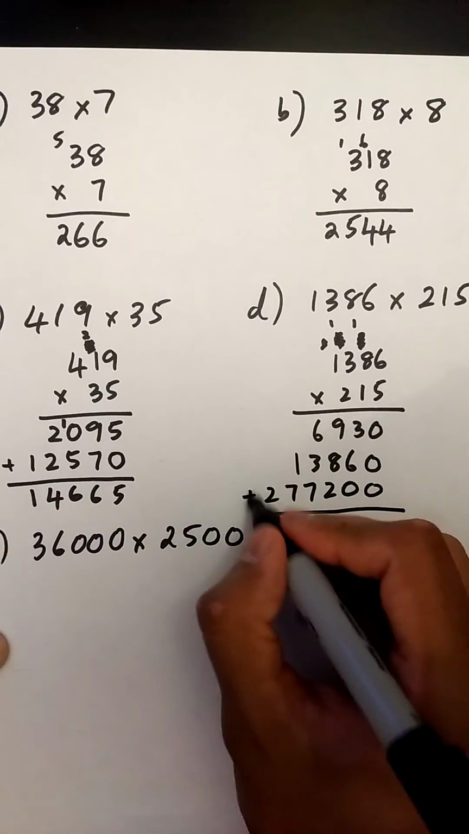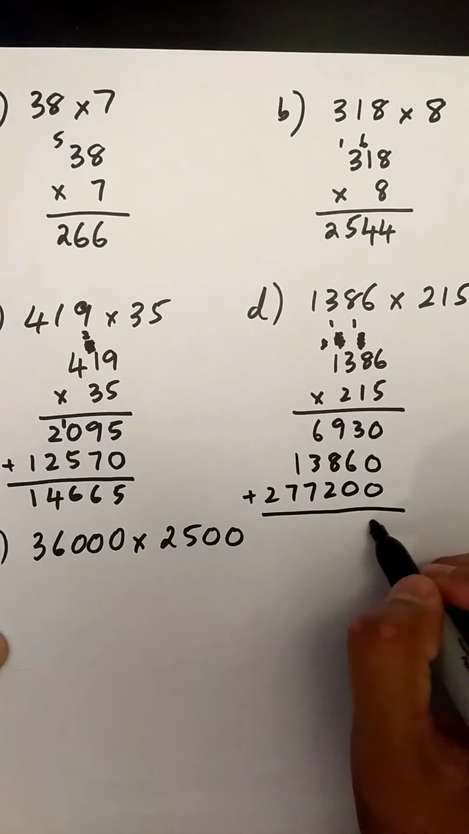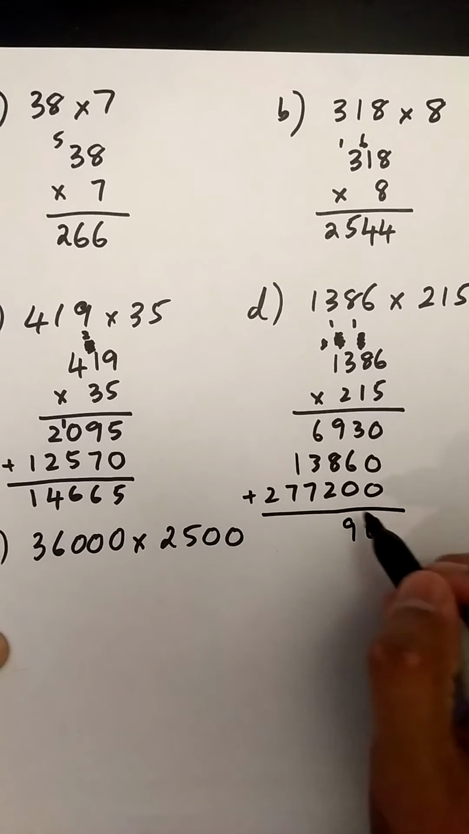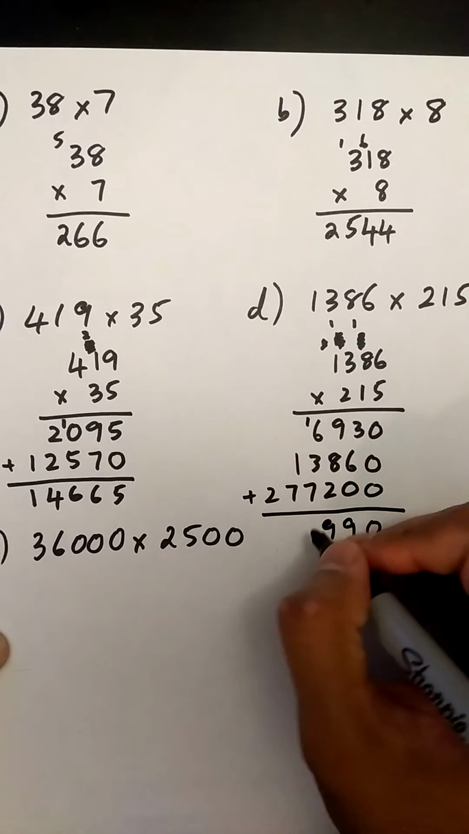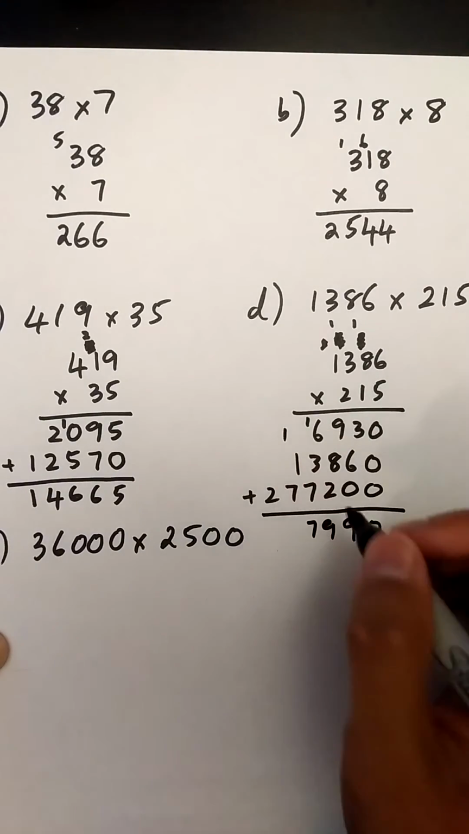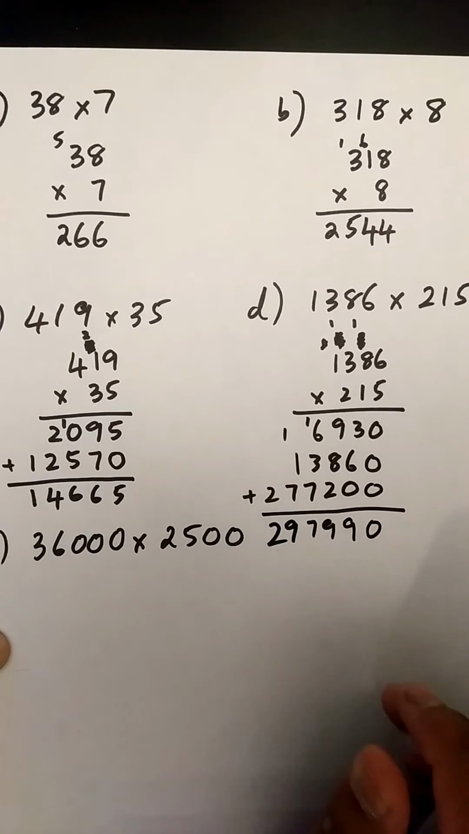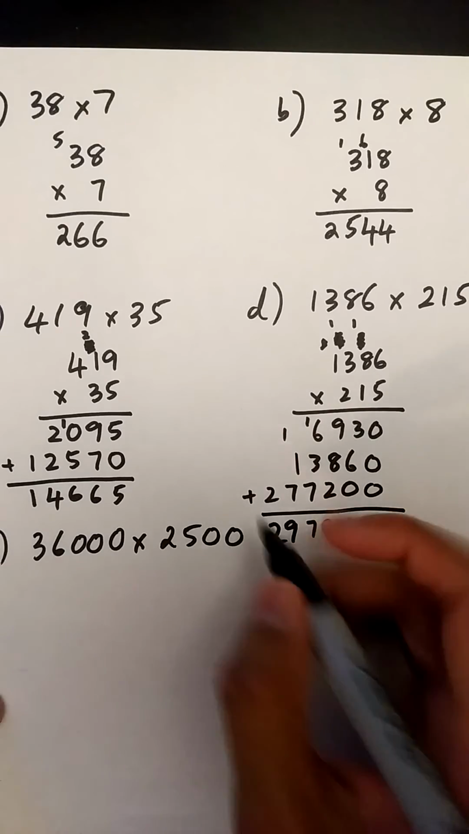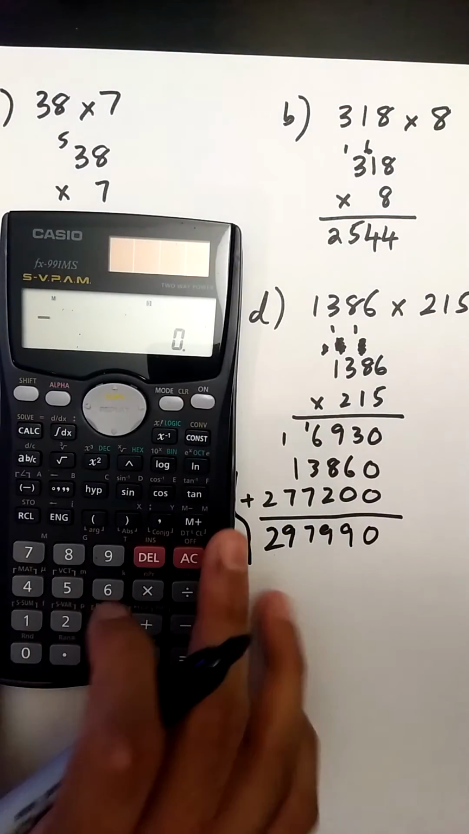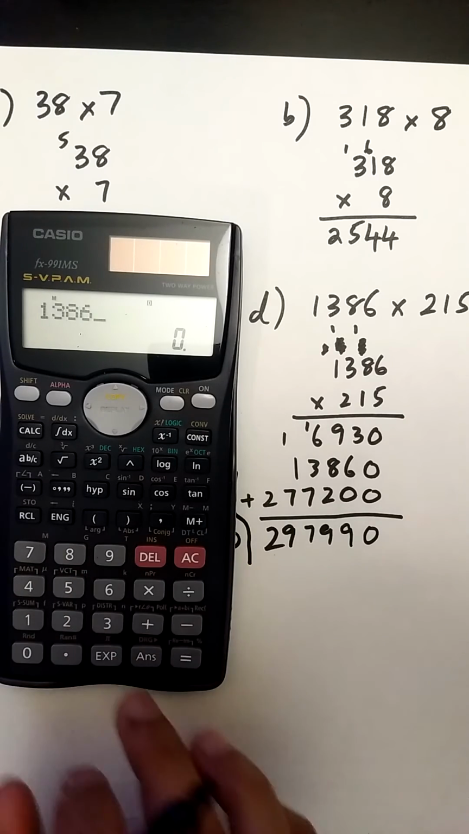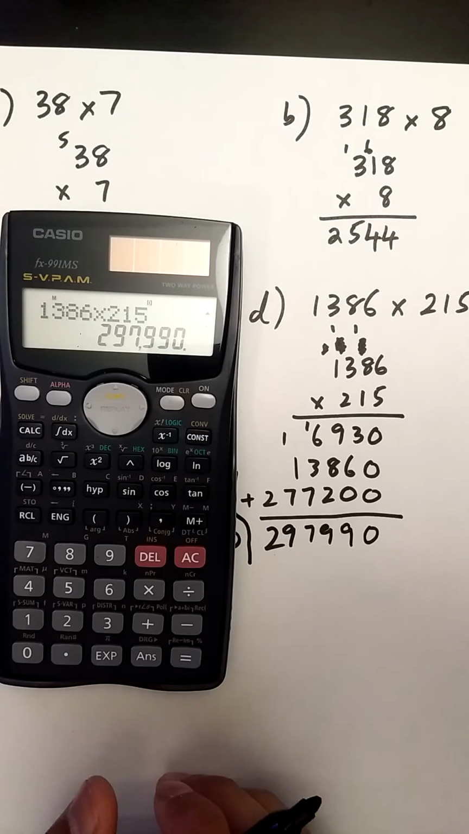Now I'm going to add up all three rows. Two 97990. Yeah, I'm going to check it in my calculator. Get the same solution.